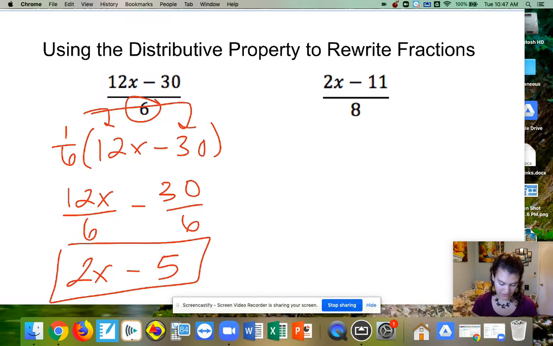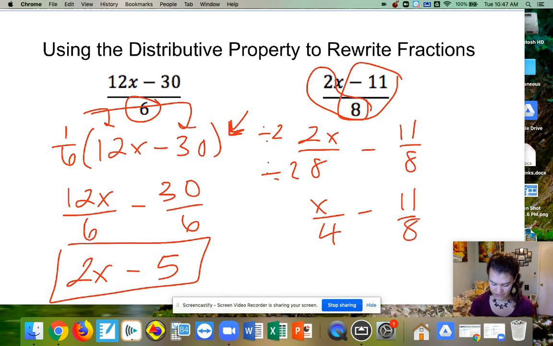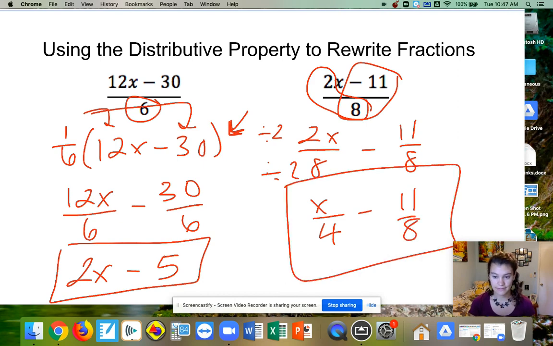The other way you can do it is you can skip writing this step and just clump these two together. So we want 2 divided by 8, and we want 11 divided by 8. So here, if we rewrite this, you get 2x over 8 minus 11 over 8. And then you can simplify this down. So 8 can be divided by 2. So we're going to divide this by 2. Divide this by 2 to get x over 4. And we can't do anything with this 11 over 8, so it's just going to stay 11 over 8.